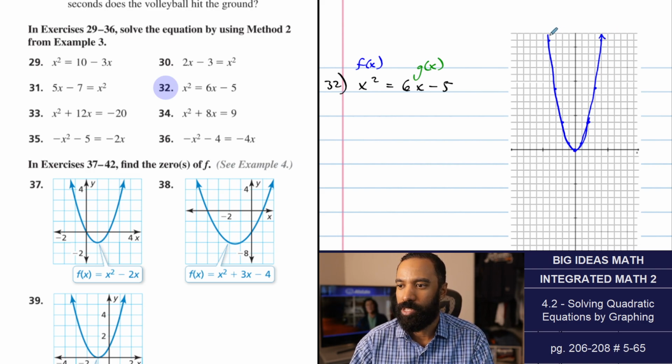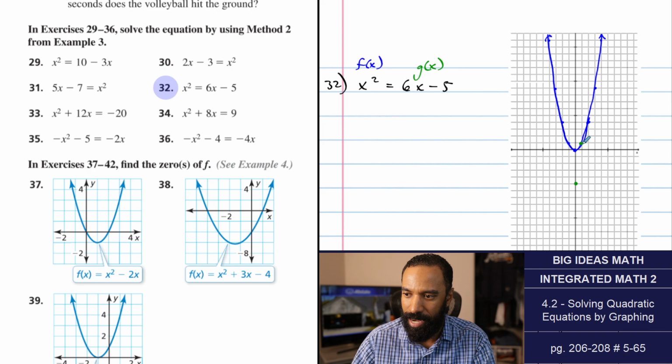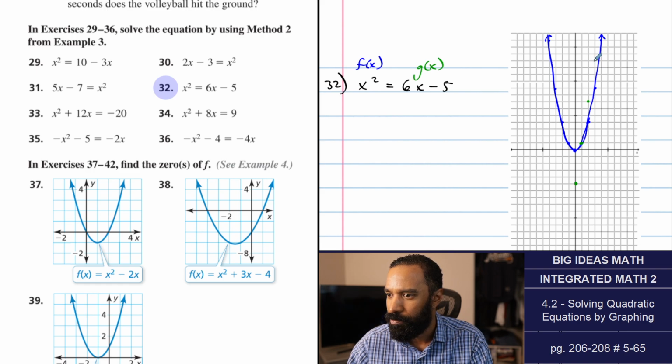All right, so there's y equals x squared. Here's y equals 6x minus 5. I start at negative 5. I'm going to rise 6 and run 1. It's going to hit at that same point here. Rise 6 and run 1 again is here. Rise 6, run 1. Okay, this one does look like it goes off the graph.